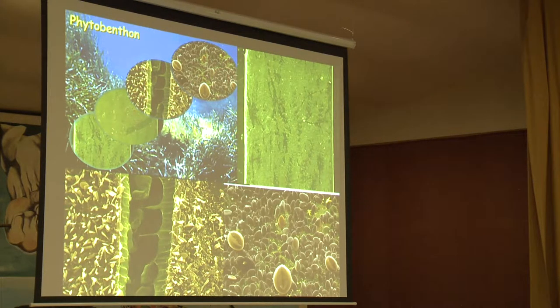For example, this is what you find on a seagrass. On seagrass, in each leaf you have this kind of microalgal biofilm. These are diatoms that cover all the leaves. So the quantity, the biomass of microalgae, can be at least the same as that of the leaves or of the plants in terms of general biomass.